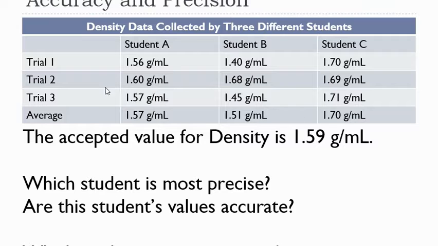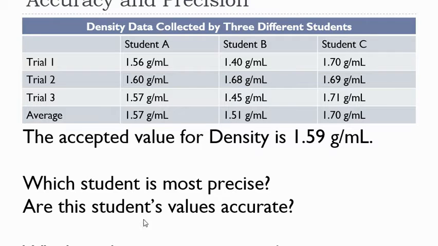Okay. So I want you to look at this data and try to answer a couple questions. First of all, which student up here is most precise? Now for that, you don't need this accepted value. You're just looking for the data that's the closest group together. For accuracy though, you do need this accepted value. So here is your accepted value.